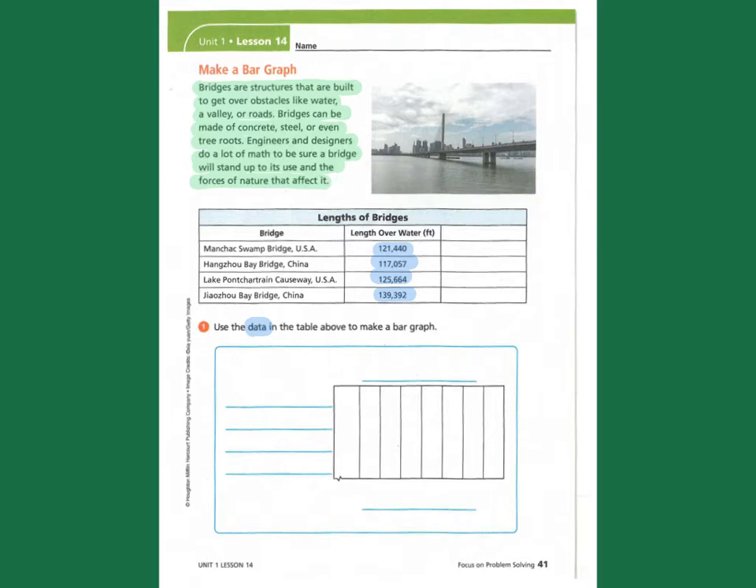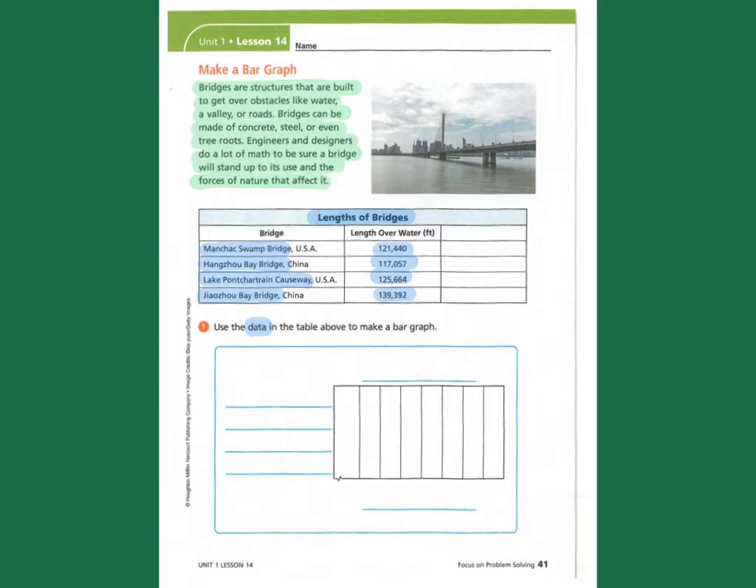Now, I'm going to try and pronounce these bridges, but I'm sure they're pronounced incorrectly. Just go along with me. So this data table first is talking about the length of bridges, and it lists 4 bridges. The Manchac Swamp Bridge, the Hangzhou Bay Bridge, the Lake Pontchartrain Causeway, a causeway is another name for a bridge, and the Jiaozhou Bay Bridge in China. It's important to make sure you clearly and carefully read the data table to make sure you know what you're talking about and the data that's being displayed.